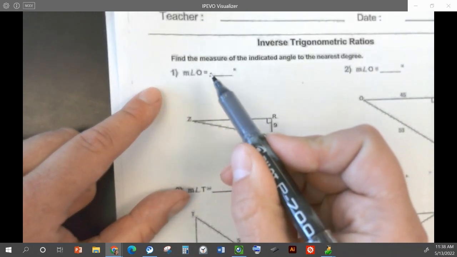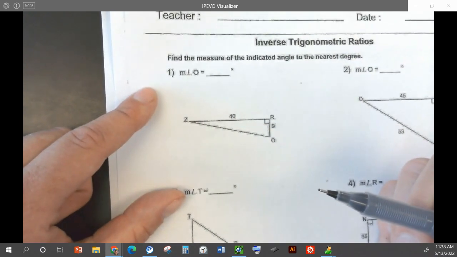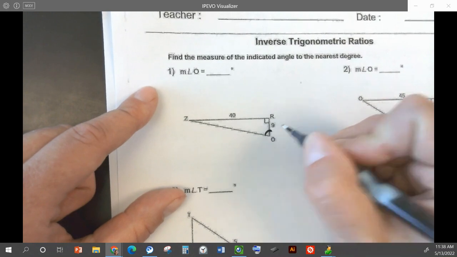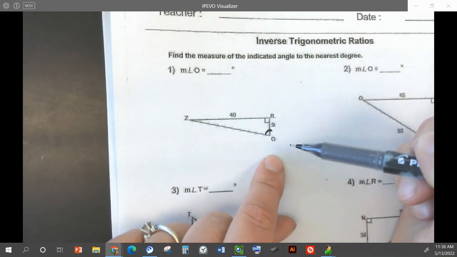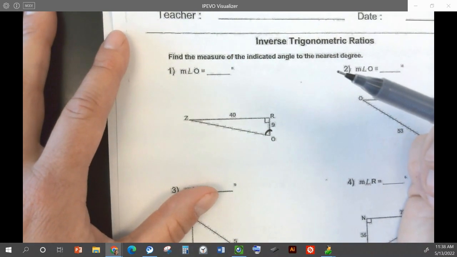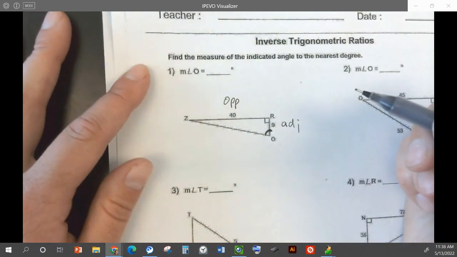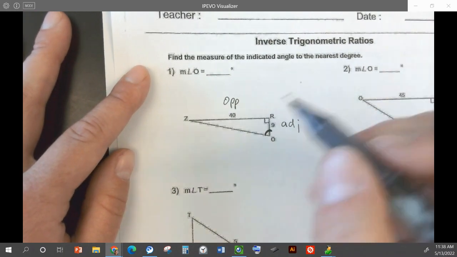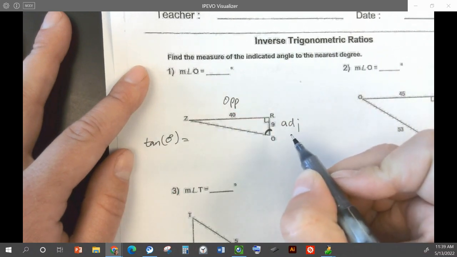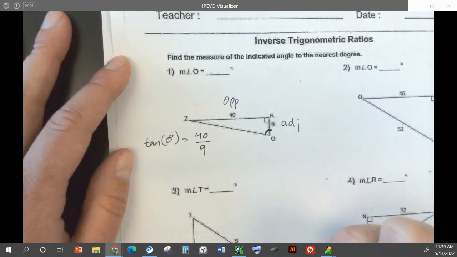So we have to first find angle O. Where's angle O? Good, it's down here, bottom here. So now, based on we are looking for angle O, we need to label the sides. So what sides do we have here for angle O? Good, opposite. And we have adjacent, good. And so what trig function will we use? Good. Tangent of our angle O, equals our opposite side, which is 40, over our adjacent side, which is 9.